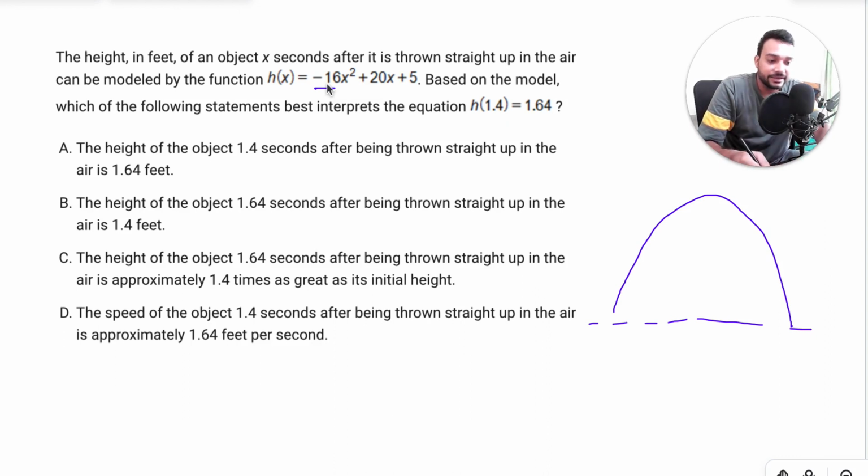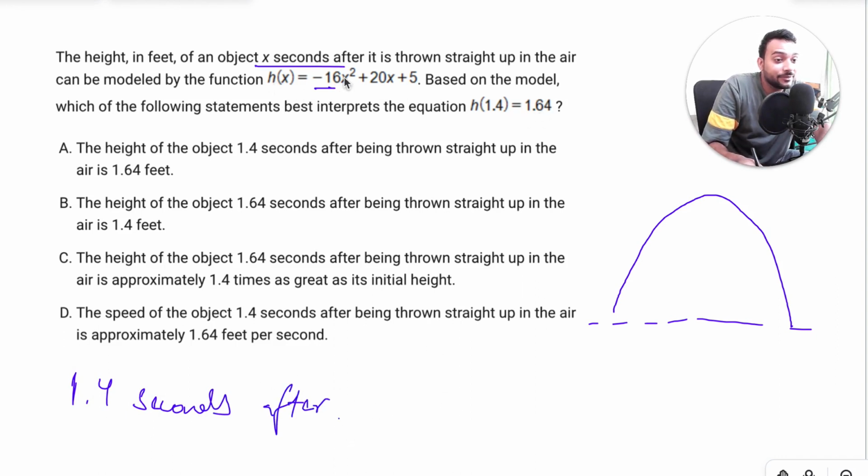We're placing it as x. And what is x? It's the time elapsed after the object is thrown. So it's basically saying 1.4 seconds after the object is thrown.